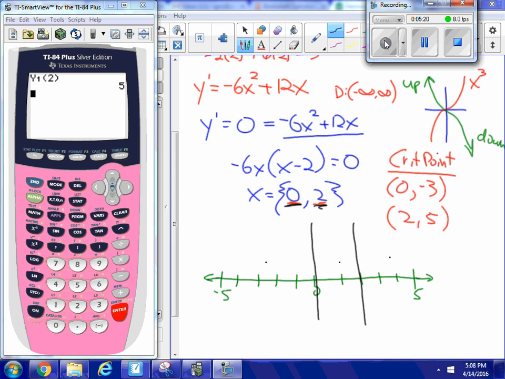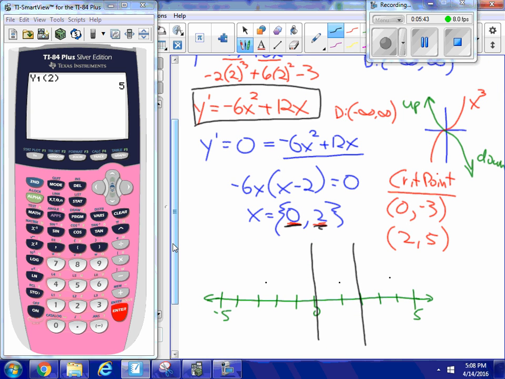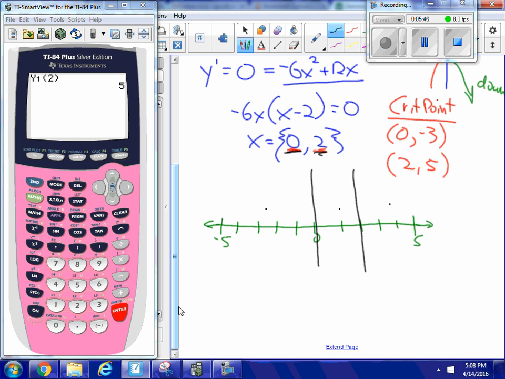And what I need to find now is the sign of the derivative in each of those intervals. So let's take a look at my derivative function again. My derivative function is this one right here. I think I'm just going to write it down here below. Negative 6x squared plus 12x. That's my y prime.